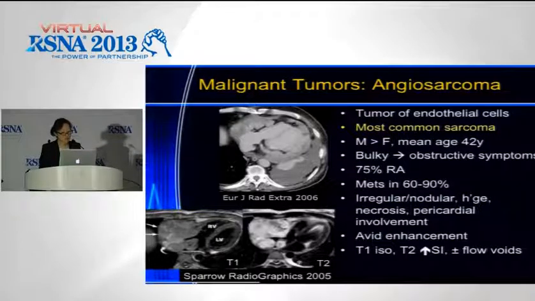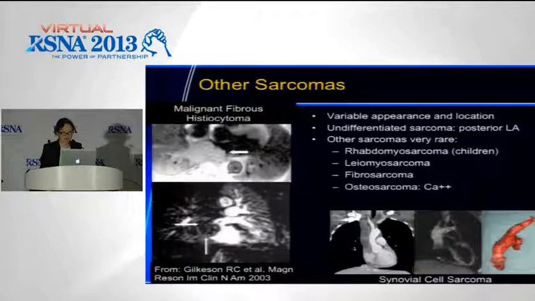of diagnosis. They have a pretty wild imaging appearance, so they can be irregular, nodular, contain hemorrhage and necrosis, and pericardial involvement is common. They enhance avidly, and an MR finding, if they are vascular enough, is that we'll see flow voids within them. So other sarcomas, which are rare, have a more variable appearance and location. Interestingly, some of these, like the left atrium, particularly the undifferentiated sarcoma, which is the second most common of the sarcomas.